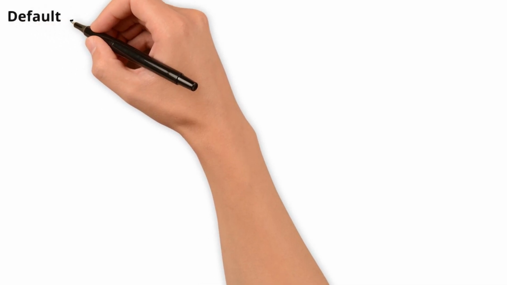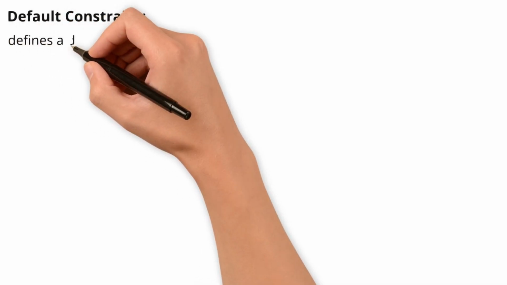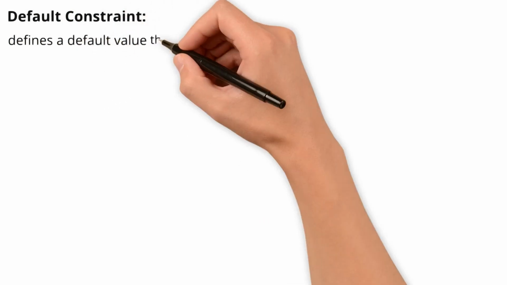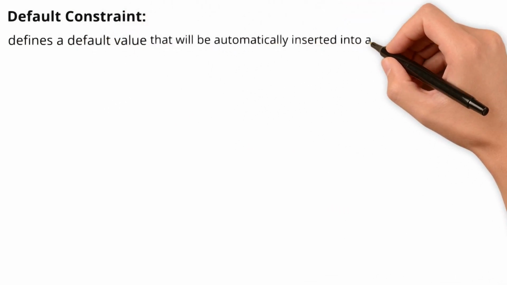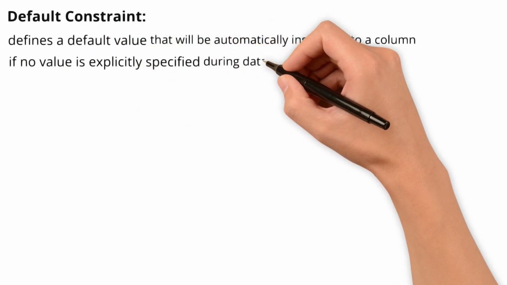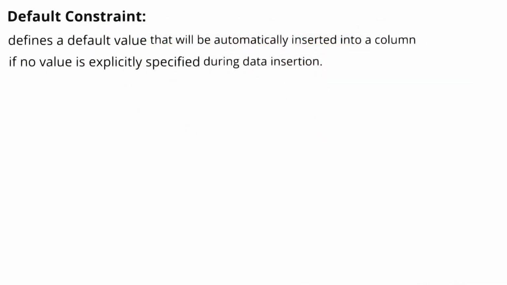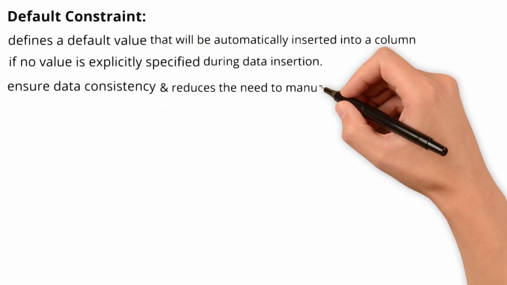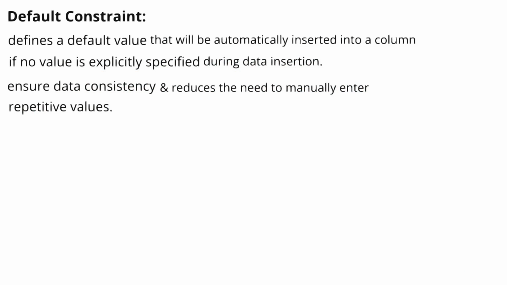Last but not least, default constraint. A default constraint defines a default value that will be automatically inserted into a column if no value is explicitly specified during data insertion. This helps ensure data consistency and reduces the need to manually enter repetitive values.